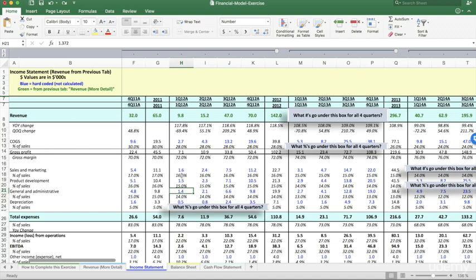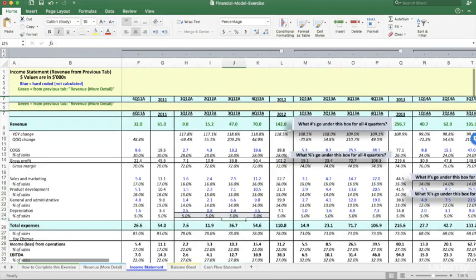All right, let's go through the income statement now. So depreciation is 5% of sales across the board. Therefore, it's also going to be 5% right here. And in terms of what numbers go under this box for all 4 quarters, well, it's just revenue from the previous tab, right? And it's green, which means it links to another tab. Okay, it's just total revenue. Adds up revenue line item 1 and 2 from the previous tab.